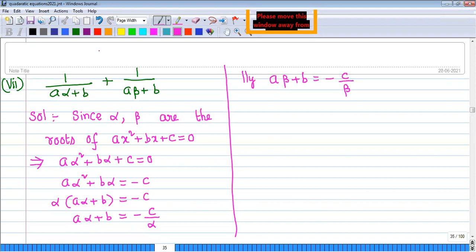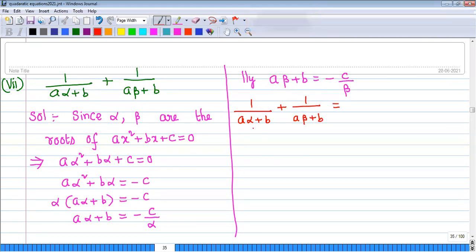But what we are asked here is to find out 1 upon A alpha plus B plus 1 upon A beta plus B. Here 1 upon A alpha plus B means 1 upon minus C by alpha, so minus alpha by C, you will get it. Here 1 upon A beta plus B, you will be getting minus beta by C. Here take minus 1 upon C common, you get alpha plus beta.